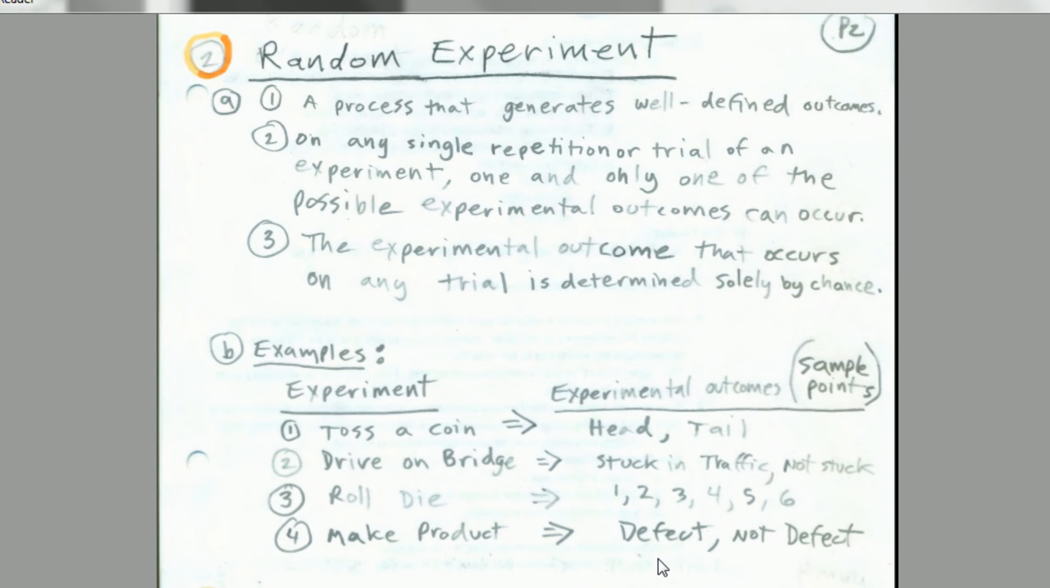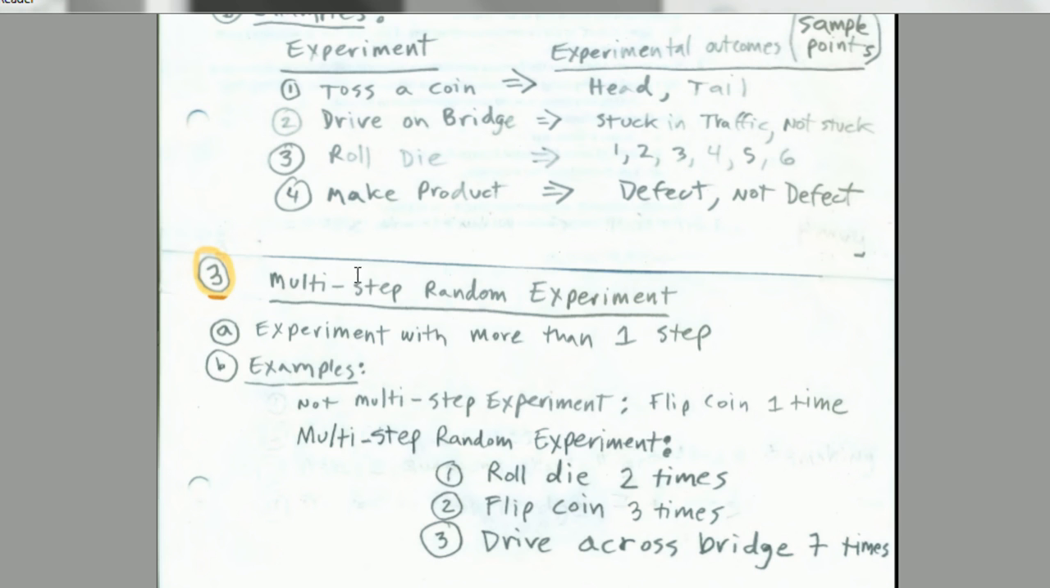The next point, on any single repetition, one and only one of the possible experimental outcomes can occur. So if the product comes off the line, it's either defective or not defective. It has to be one of those. Third, the experimental outcome that occurs on any trial is determined solely by chance. So that's our random experiment. Now we're going to see a lot of experiments, but most of them are going to be multi-step. That just means more than one step, right? Rolling a die 2 times, flipping a coin 3 times, or driving across a bridge 7 times. And we want to know what's the probability of getting stuck in traffic: 0 or 1 or 3 times.